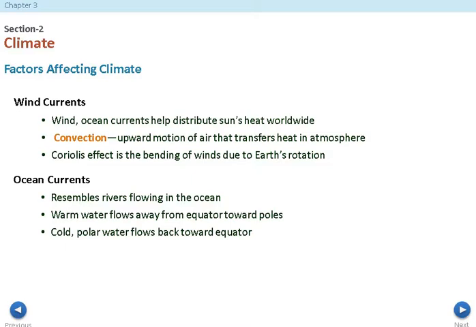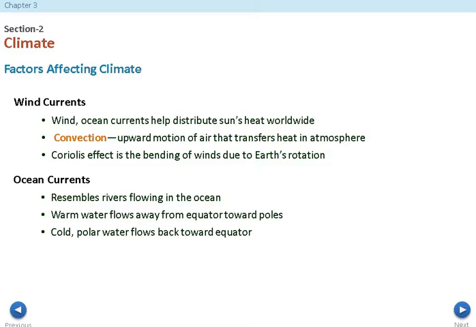Number 1 is going to be wind currents. Wind and ocean currents help distribute the sun's heat. Convection is the upward motion of air that transfers heat into the atmosphere. What we see with convection is that it pushes that air up into the atmosphere, and that can warm it up and cool it down.